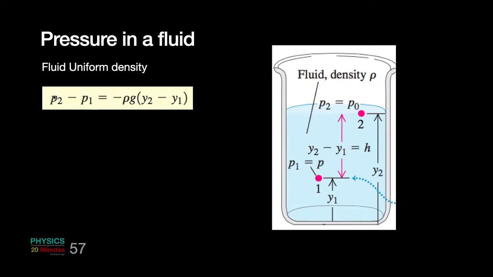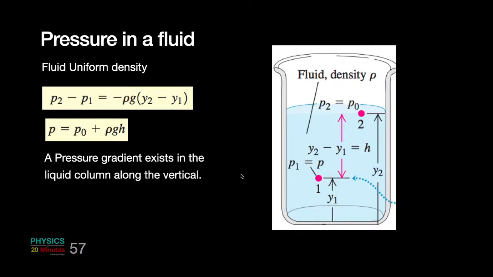Remember, the way I'm writing P2 minus P1, a negative sign will appear over here. The total pressure at this point is going to be the liquid pressure from the height of the liquid column plus the atmospheric pressure. So the total pressure is P0 plus h rho g.